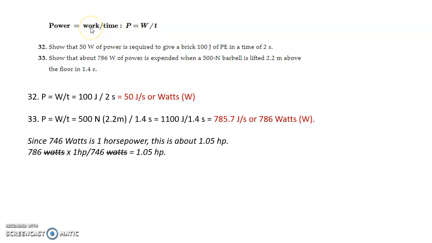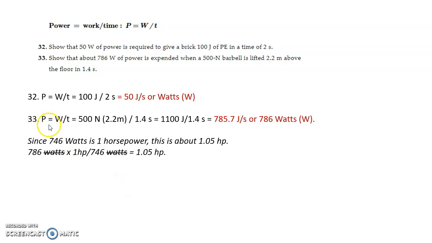Power is work divided by time, where work is in joules and time is in seconds. Also, joules per second is equivalent to watts. So for problem 32, we divide the work done of 100 joules by 2 seconds, which is the time, to end up with 50 joules per second or 50 watts.